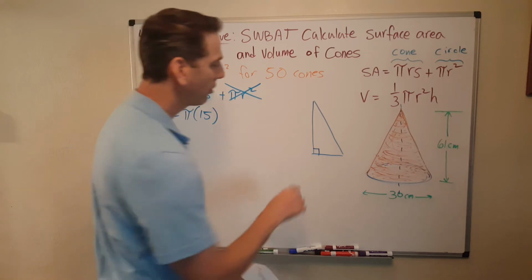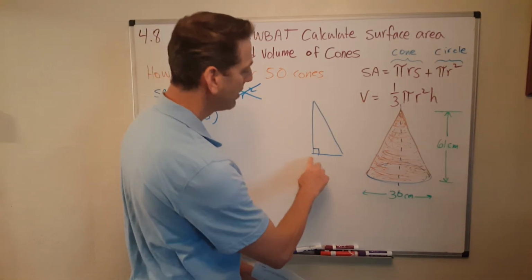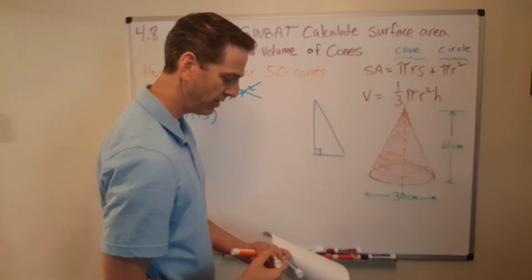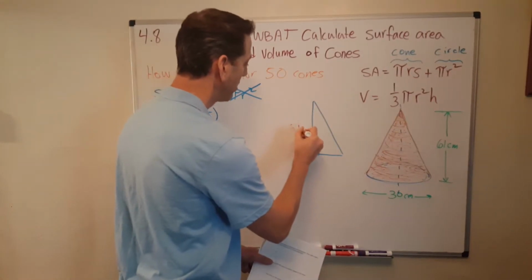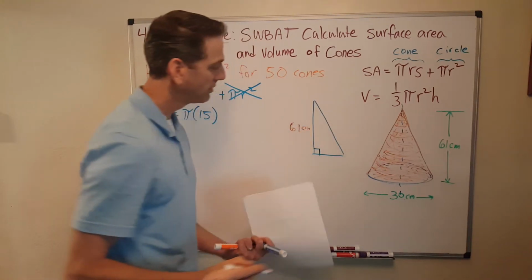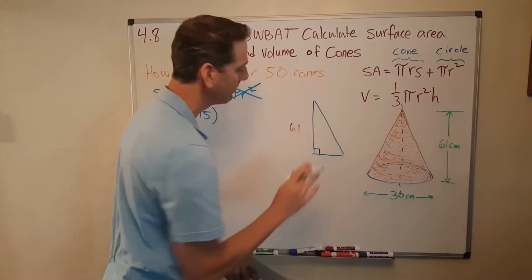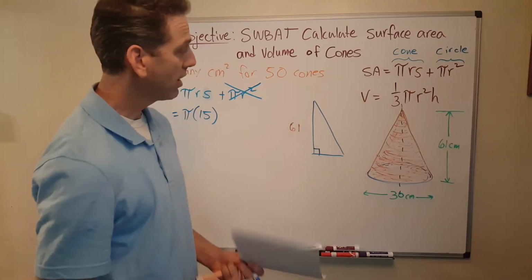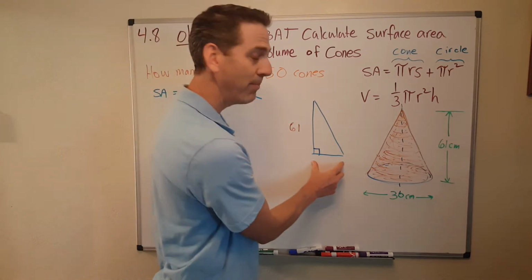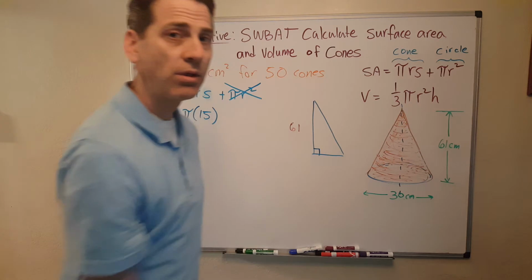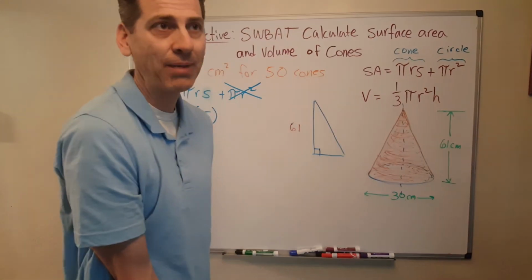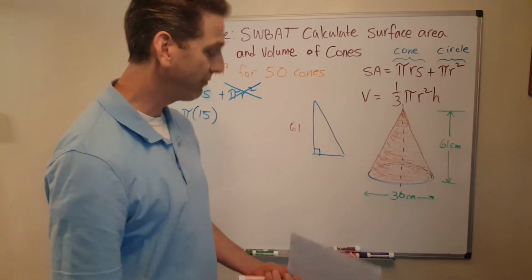That leaves me two right triangles, but I'm just going to draw the right-hand side. So this is a right angle. What's my height here? My height is 61 centimeters. Do I know my base? Well, my base is just half of 30. My base is the radius. My base is going to be 15.